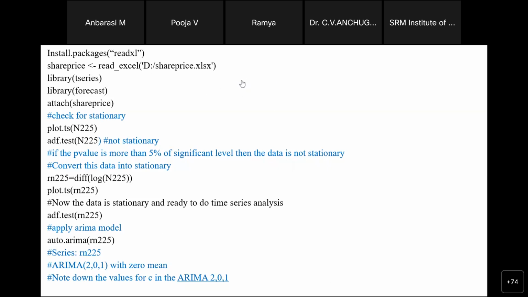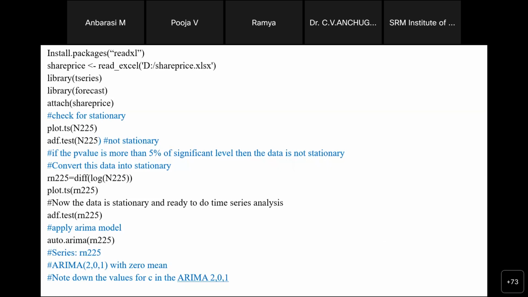Once you have read the packages and downloaded the library files, after that we have to attach the share price. Once you have done that, the next step is to check whether the data set is stationary or not. Before applying this ARIMA model, we have to check whether the data is stationary, because when you execute this N225 data, what is going to happen?